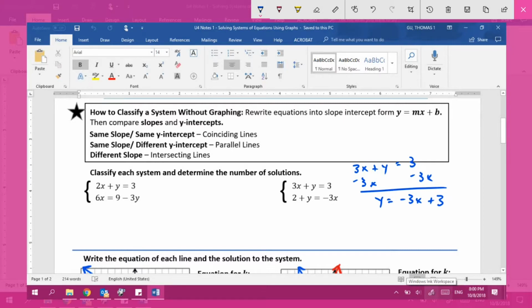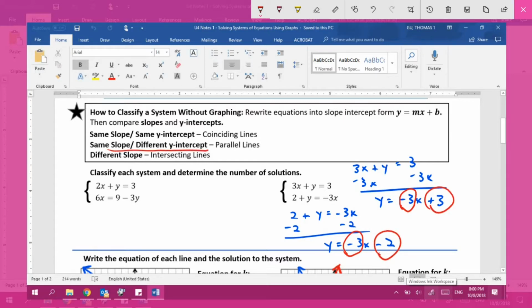Next equation, we got 2 plus y equals negative 3x. All we have to do here is subtract 2 from both sides. That leaves me with y equals negative 3x minus 2. Okay, we can see that the slopes here, negative 3 and negative 3, those are the same slope. Now the y-intercepts, we got positive 3, negative 2. Same slope, different y-intercept. Those are parallel lines.